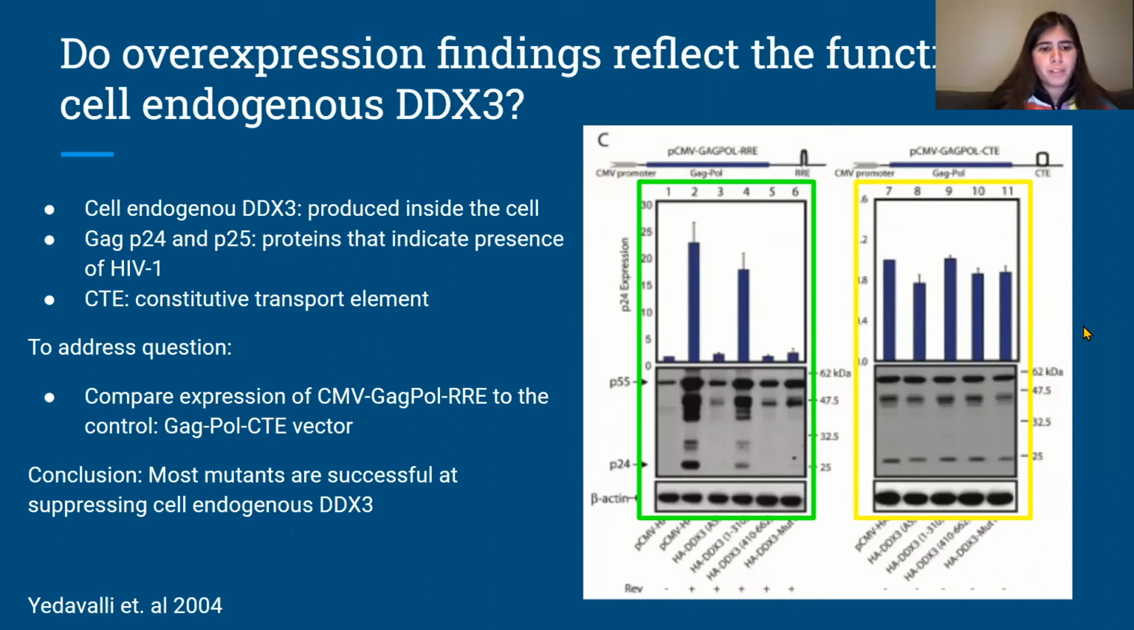DDX3 is a shuttling protein that enhances the expression of Gag proteins, indicating the presence of HIV-1. CTE is used as a control because expression of Gag proteins is Rev-independent when mediated by CTE. Therefore, in Figure 3c, we can observe in green the RRE-containing transcript being expressed in the presence of Rev, while the lanes highlighted in yellow have CTE-containing transcripts as a control. Mutations of DDX3 suppress the function of DDX3, which in turn shows a reduced expression of Gag proteins in the cell, as seen in lanes 1 to 6. This means that Rev-dependent pathways require DDX3 to shuttle viral transcripts in order to produce Gag proteins.